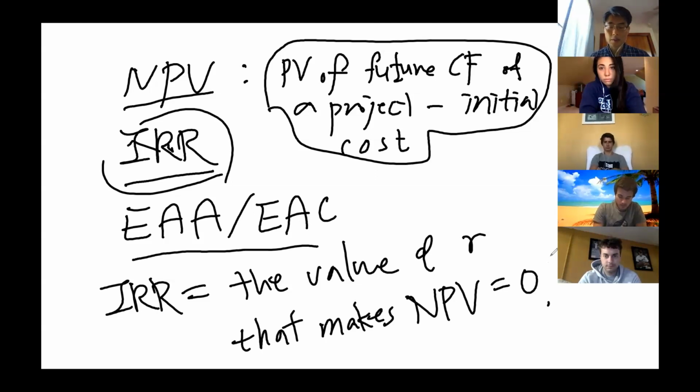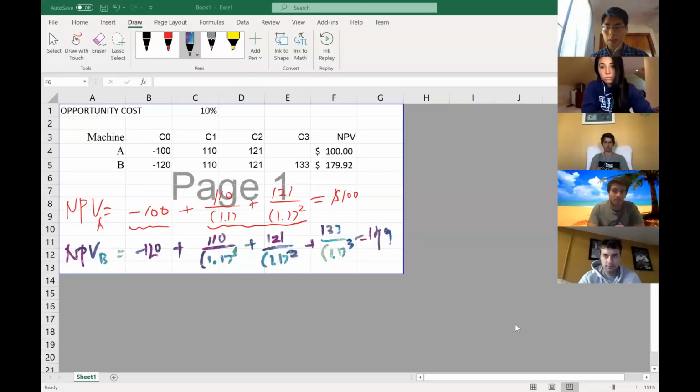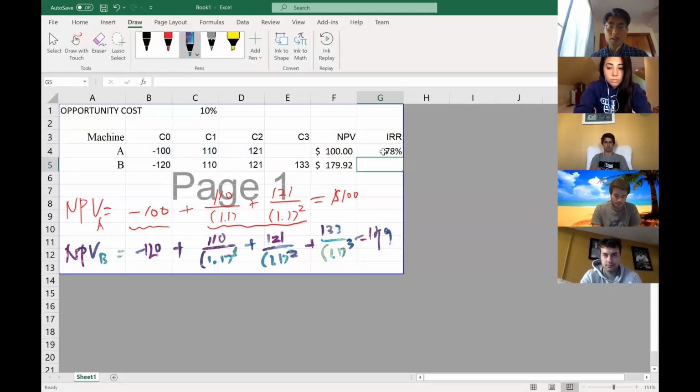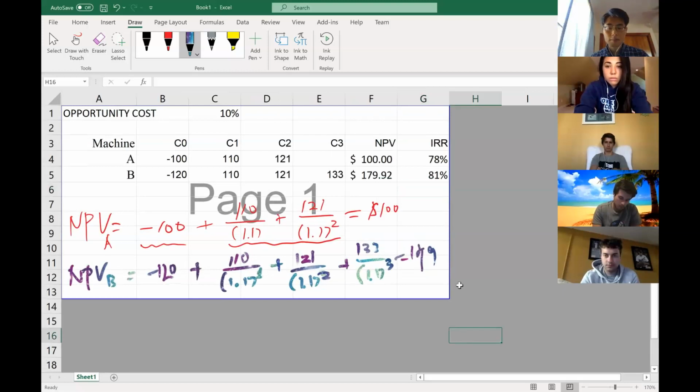Right. So going back to this example, right? So when we calculate the internal rate of return here, internal rate of return is very easy to calculate. We all know how to do it. We have done this for some time now. So you just open up a parenthesis and highlight all the current and the future cash flows, right? And in this case, this is 78%. And in case of the machine B, this is 81%, right?